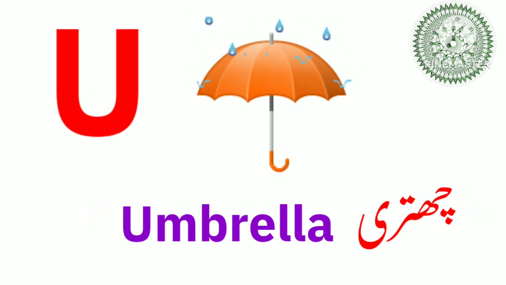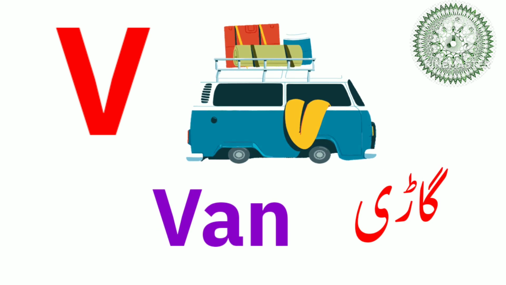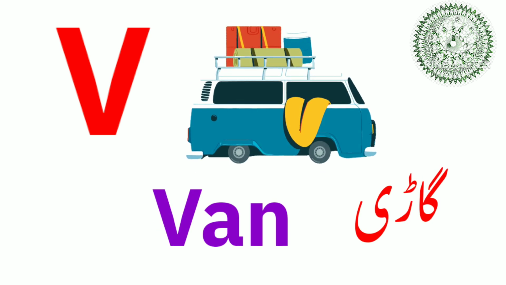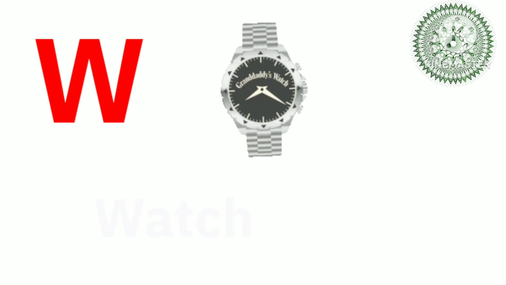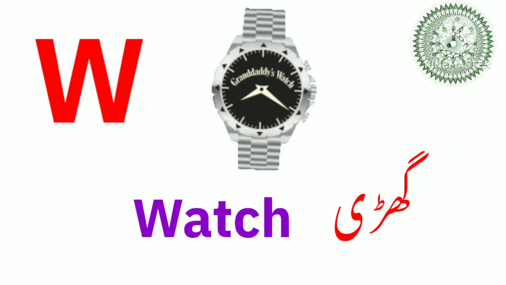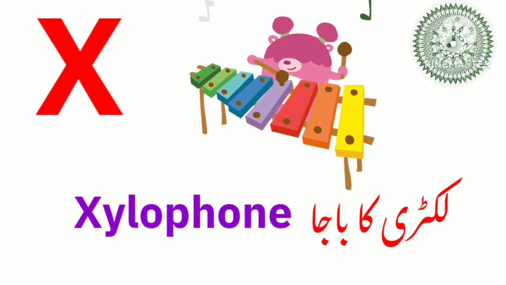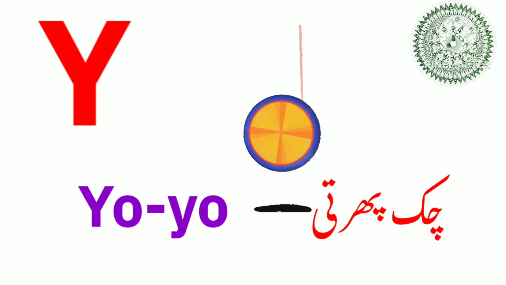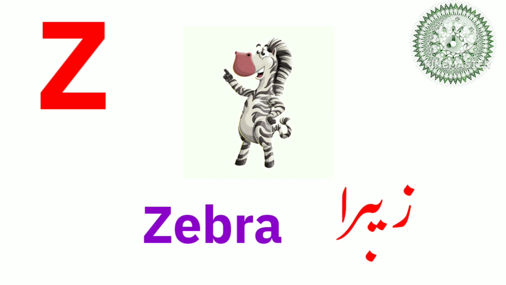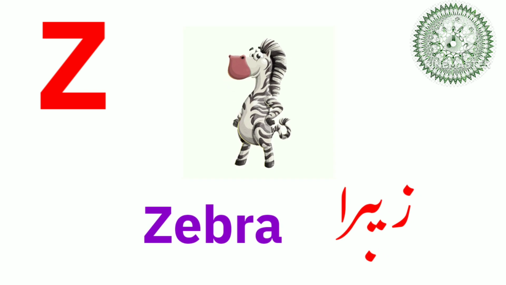U is for umbrella. Umbrella mean chhatri. V is for van. Van mean gaadi. W is for watch. Watch mean ghadi. X is for xylophone. Xylophone mean लकड़ी का बाजा. Y is for yo-yo. Yo-yo mean चक फुर्ती. Z is for zebra. Zebra mean zebra.